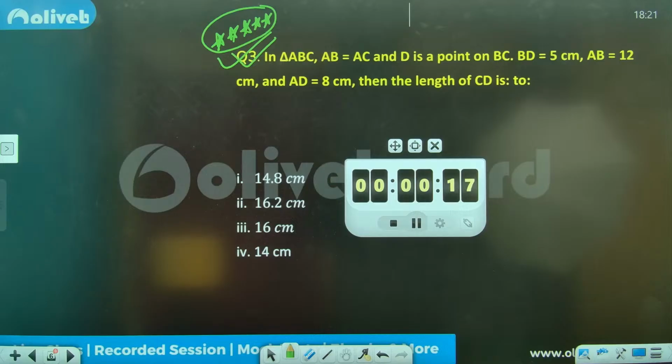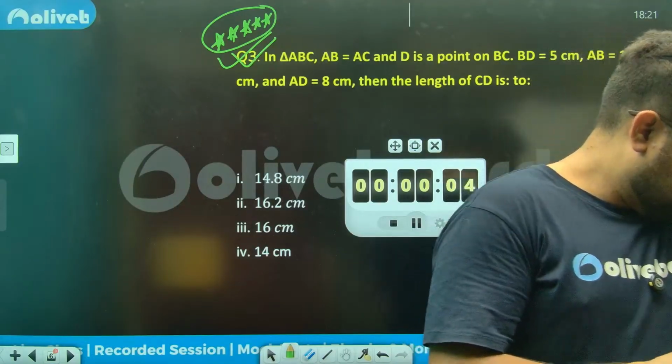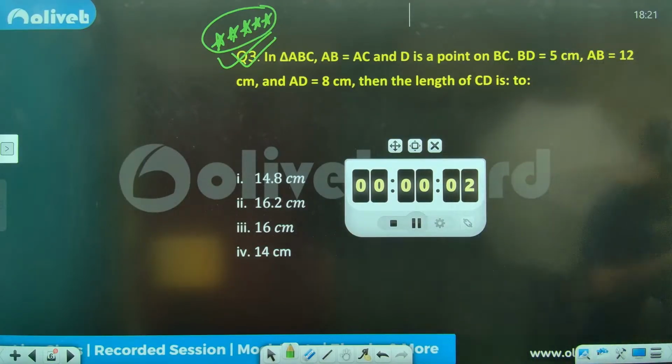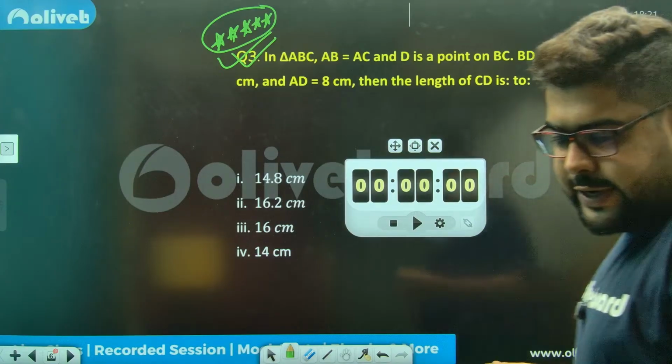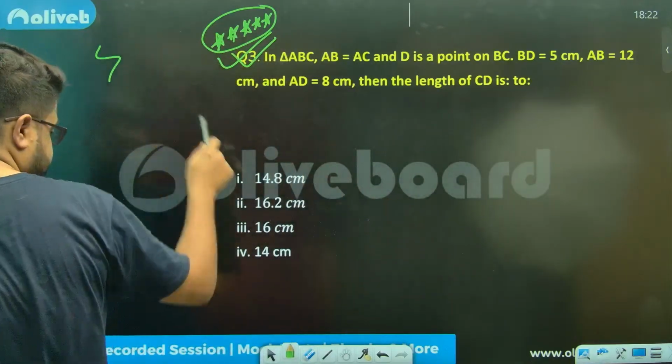Answers, answers. Dev, any answers, brother? Sagar, any answers? Don't guess, Sagar. 16.2, Sagar is saying 16.2. Let's see. How did you do it, Sagar? Tell me, how did you do it?